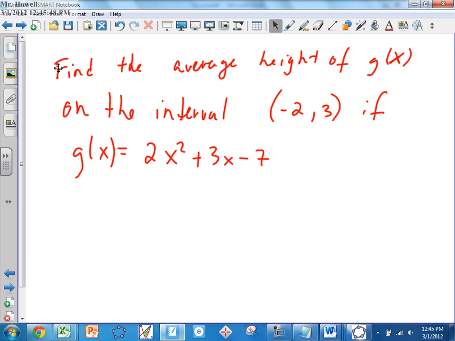It's always a to b. Whenever you have an interval, guys, it's a good question, it's always a to b. So a is negative 2, b is 3 in this case. Always a to b.